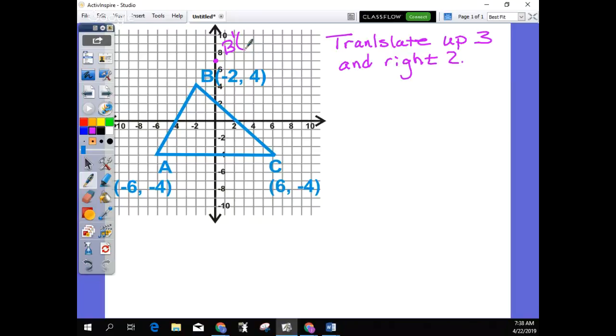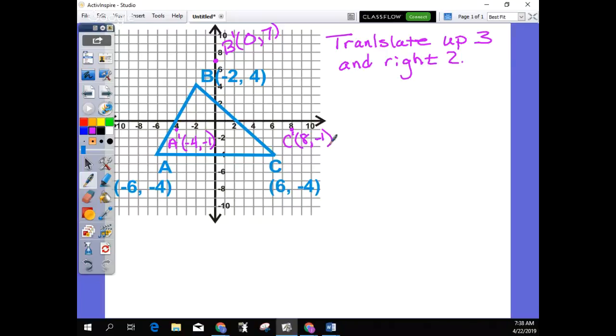The new coordinates are 0, 7. Now the next one, A, we're going to go up 3, 1, 2, 3, right 2. There we go, and there's my A prime, at -4, -1. Then we're going to go up 3, 1, 2, 3, and right 2, 1, 2, and we're now at the point 8, -1. So that's C prime at 8, -1.